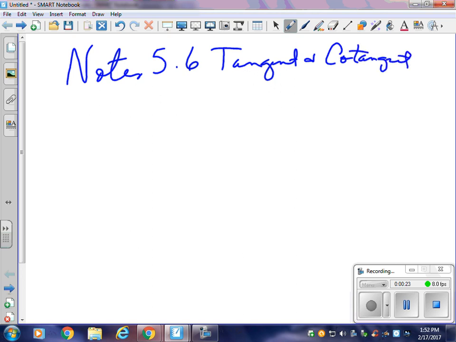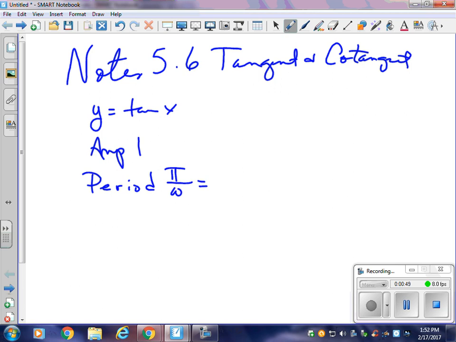Alright, so with tangent and cotangent, let's look at the parent function first, and let's start with tangent of x. The amplitude of tangent of x is 1, and we know that it doesn't reflect or move up, down, left, or right when you have the parent function. But the period of tangent is very different from the period of the other 4 trig functions because it's pi divided by omega. Again, that is because when you go through the process, it just divides into pi because it repeats itself. So pi divided by 1 is pi.